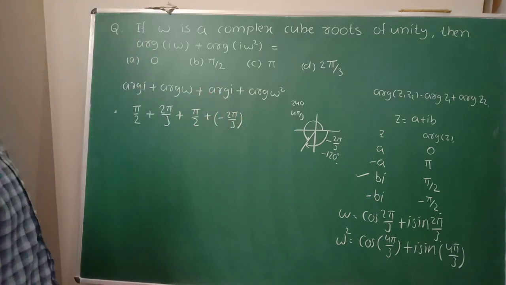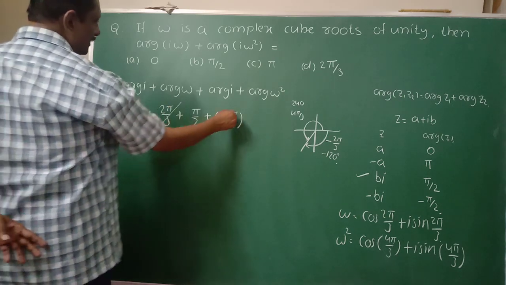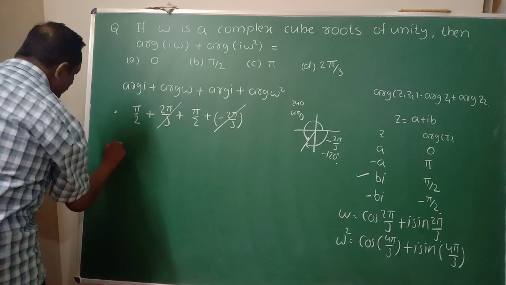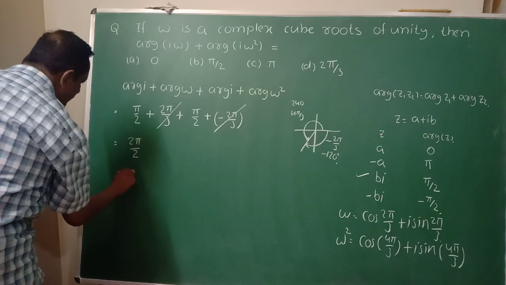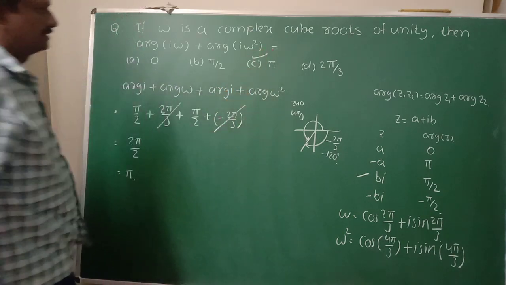Minus of 2 pi upon 3. Therefore, plus 2 pi by 3 and minus 2 pi by 3 cancel here. Pi by 2 plus pi by 2 gives 2 pi divided by 2. The 2 and 2 cancel, the remaining is pi. Therefore C is the answer here.